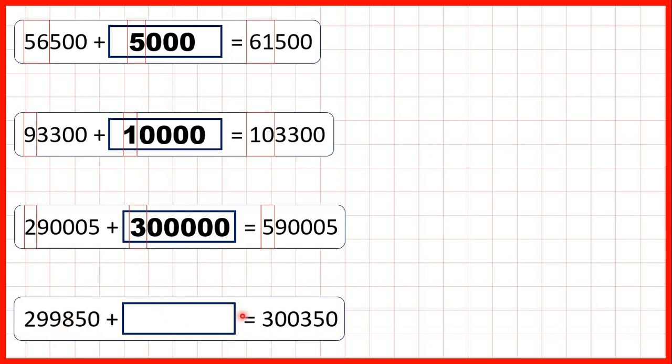And now 299,850 plus what equals 300,350? Well, here it's the first 4 digits of the number that have changed. Now we have 2,998 circled here, and then 3,003 circled in our answer. Now if we add 5 to 2,998, we get 3,003. So our missing number is 500, because the last 2 digits of our number have stayed the same in our answer, and 2,998 plus 5 is 3,003.